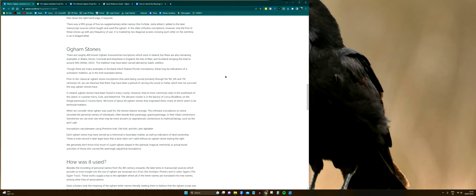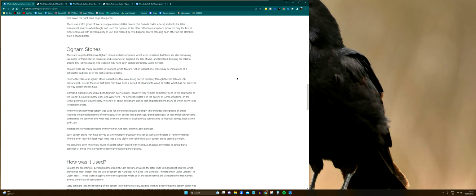In Ireland, Ogham stones have been found in every county. However, they're most commonly seen in the southwest of the island, in counties Kerry, Cork and Waterford, which is where the Ogham Academy is based, by the way, County Waterford. The densest cluster is in the barony of Corcadivna, on the Dingle Peninsula, in County Kerry. We know of about 60 Ogham stones that originated there, many of which seem to be territorial markers.